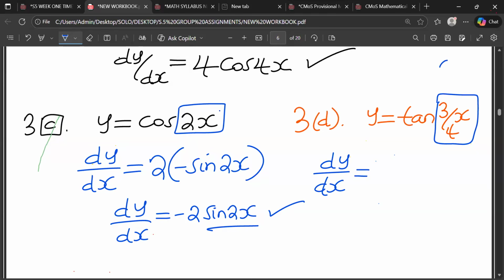But you can say, let me differentiate the angle. 2x differentiated, you get 2. Anything, when you differentiate nx, you get n. X differentiated, remember x is 1x, that's why you get 1. So when you differentiate 3 over 4x, you get 3 over 4. So you pull it out.